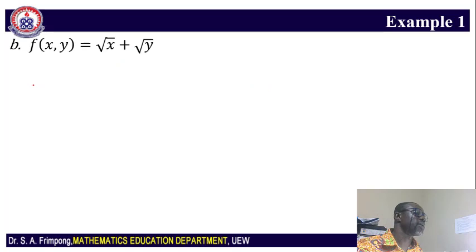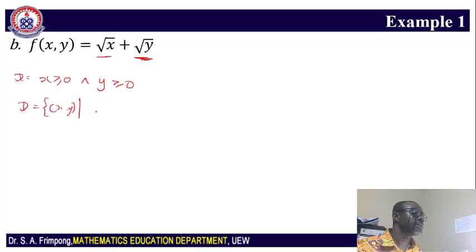Now let's look at this one. Here, they are individual components, so you have to treat them as such. The domain is such that x should be greater than or equal to 0 and y should be greater than or equal to 0. So we say that the domain is {(x, y) such that x is greater than or equal to 0 and y is also greater than or equal to 0}.